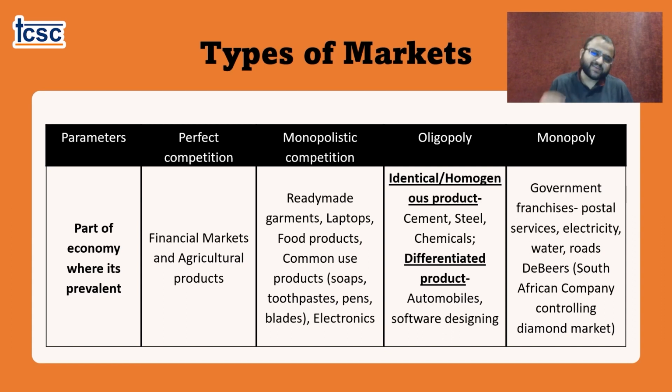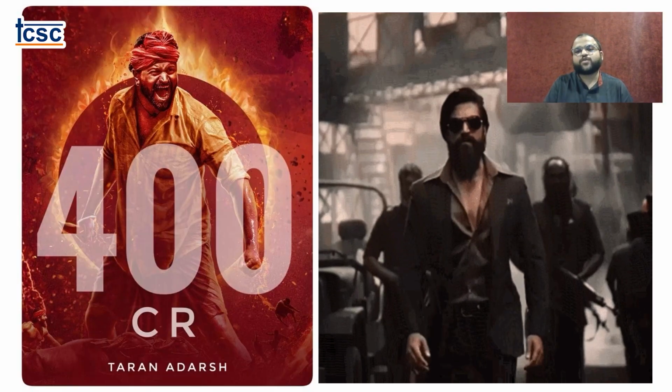When it comes to something like oligopoly, we're talking about those products which are homogeneous. So you can talk about cement, steel, and chemicals, or you can talk about industries like automobiles or software design, where the products are differentiated. In monopolistic competition, you can take ready-made garments, laptops, food products, or common use products, anything starting from your soap, toothpaste, pens, blades, and whatnot, as well as your electronics. Thus, this is a very simple way to understand the markets and work forward.